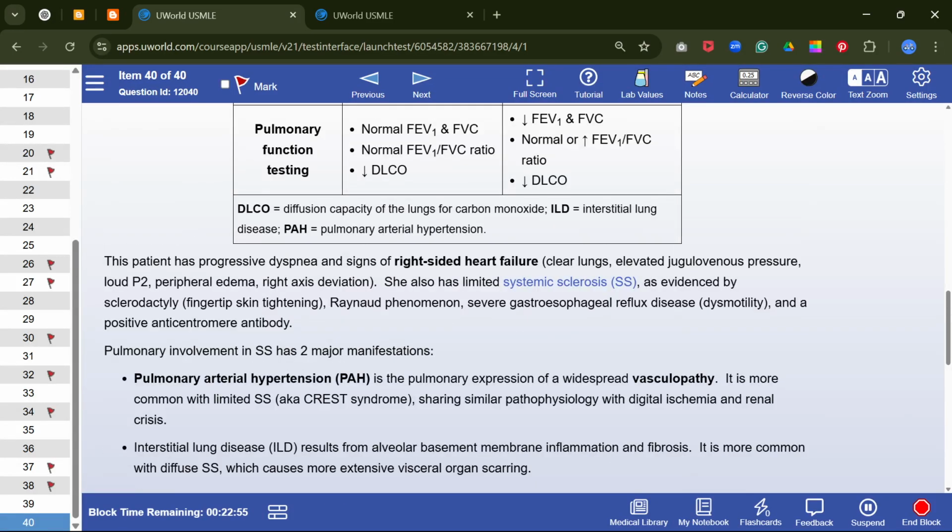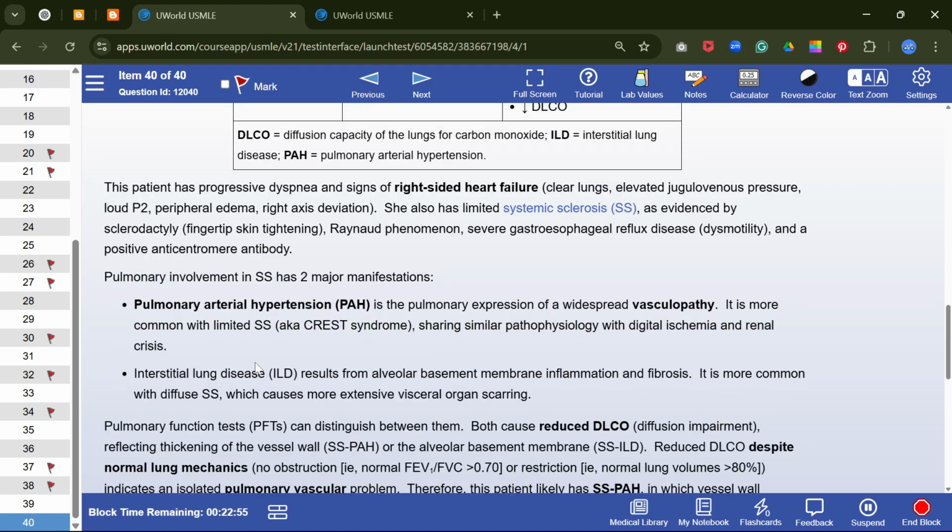Pulmonary involvement of systemic sclerosis has two major manifestations: pulmonary arterial hypertension and ILD. Pulmonary arterial hypertension is the pulmonary expression of widespread vasculopathy. It is more common in limited SSc, aka CREST syndrome, sharing the same pathophysiology of distal ischemia and renal crisis. And ILD results from alveolar basement membrane inflammation and fibrosis. It is more common in diffuse SSc, which causes more extensive visceral organ scarring.